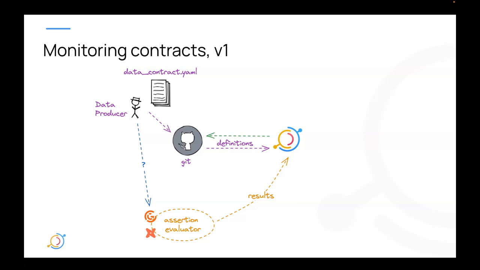So normally people will use things like DBT or Great Expectations to evaluate these tests or evaluate those assertions. And then we already have capabilities to push those results into DataHub. But keeping the assertion evaluations in sync with the data contracts is kind of a pain.